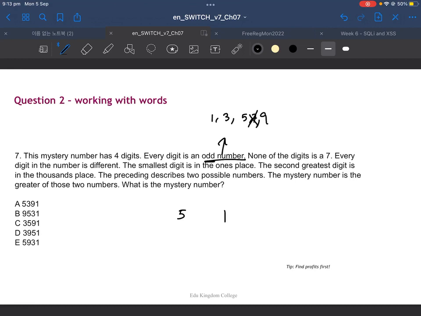Okay, preceding. What might that be? It can be a combination of this, 5391 or 5931. So from these two, what does it say? The mystery number is the greater of these 2 numbers. So which one's greater? It's obviously 5,931. What is the mystery number then? It is 5,931. So that corresponds to option E, which is why we circle it.